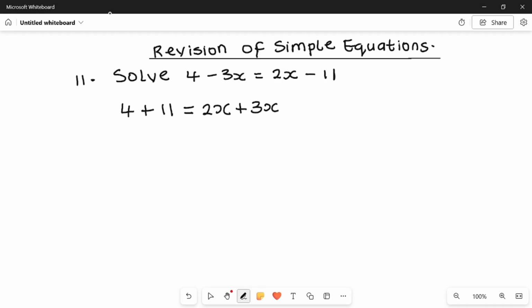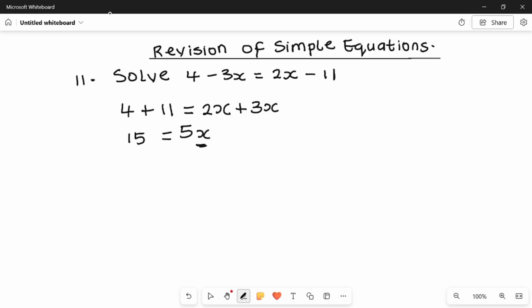So now if we check, these two are like terms and these two are like terms. So what do you do? You add them. 4 plus 11 will give us 15. And 2x plus 3x will give us 5x. Now we want to make x here the subject of the formula.